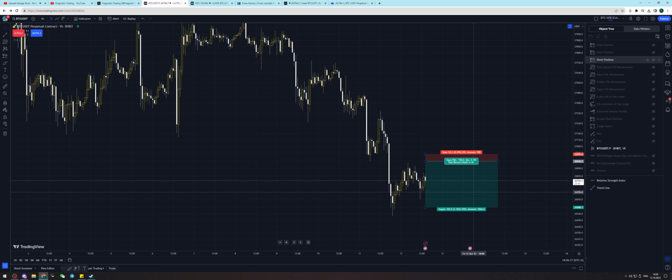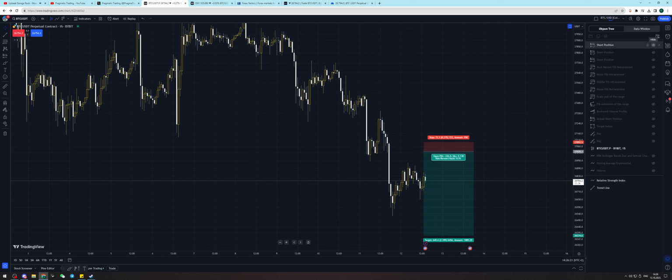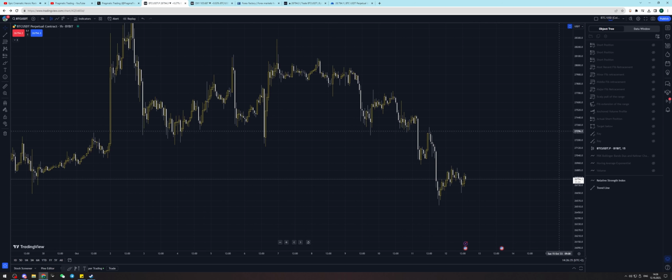If that short gets stopped out, I don't care. I have another one a little bit higher. Entry is at 27.02, and the third, the highest one, is 27.1. So those are the three positions for which I currently have limit orders.